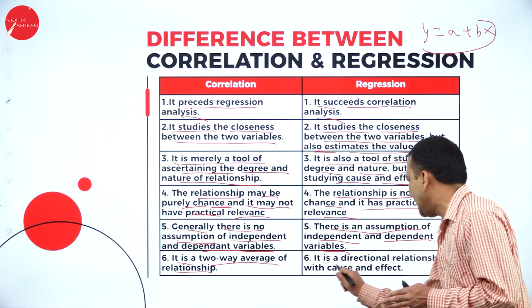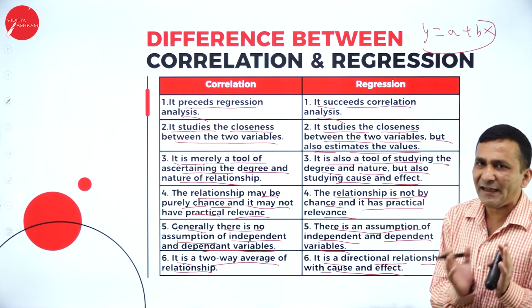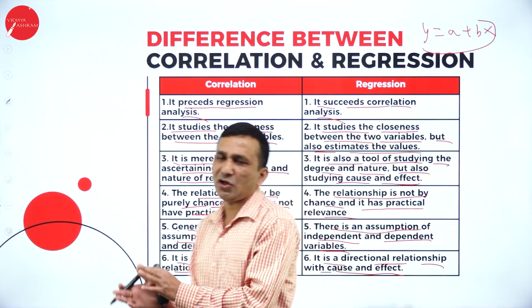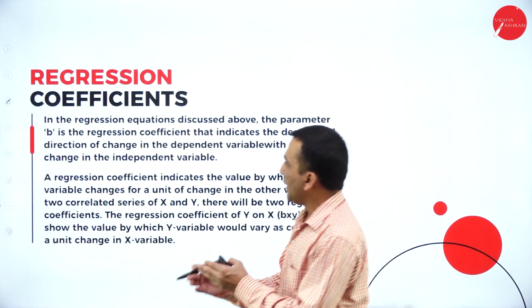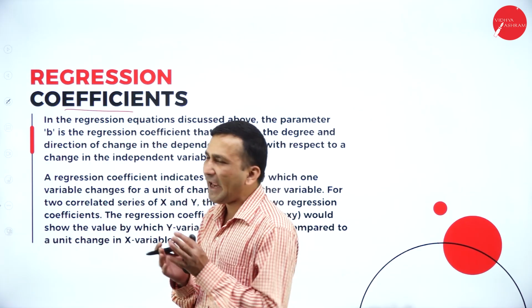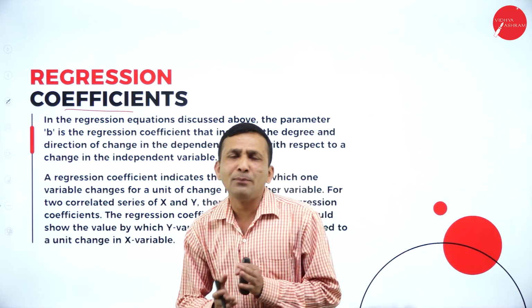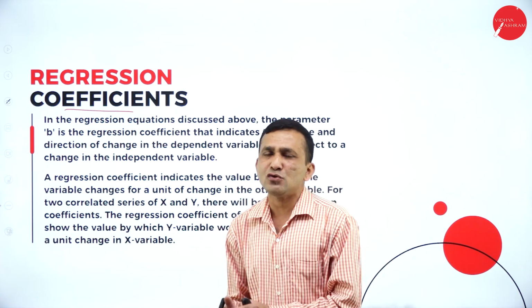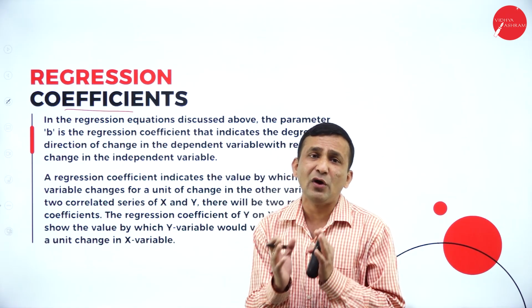But regression is a directional relationship with cause and effect. The direction may be positive or negative, and we find out the cause and effect. Here the regression coefficient gives the a and b values, which are constant values. With the help of equations only we solve the regression analysis, so of course we need to depend on the a value and b value.